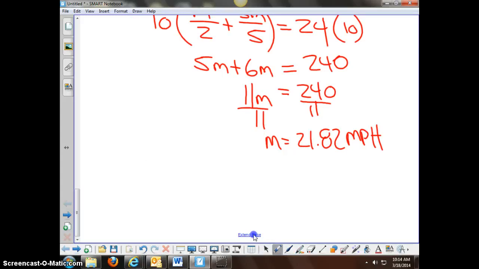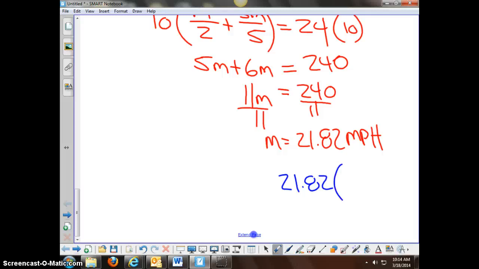How'd you get that? Well, once he found m, you have to multiply it by 3. So we know that he rode 21.82 miles per hour. Was it per hour? Or is it 21.82 miles? Miles for every hour, right? Is it for every hour? Because he averaged 12 miles per hour. So what's the m equal? Miles. It's just straight miles.